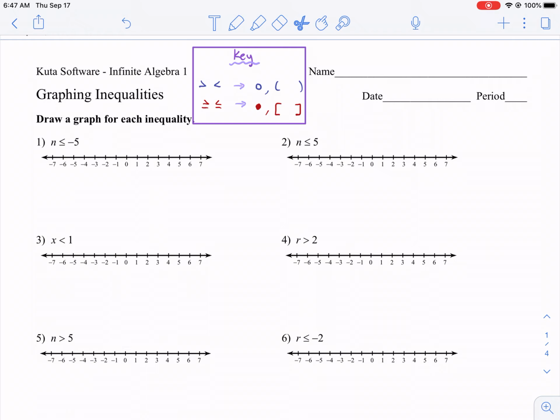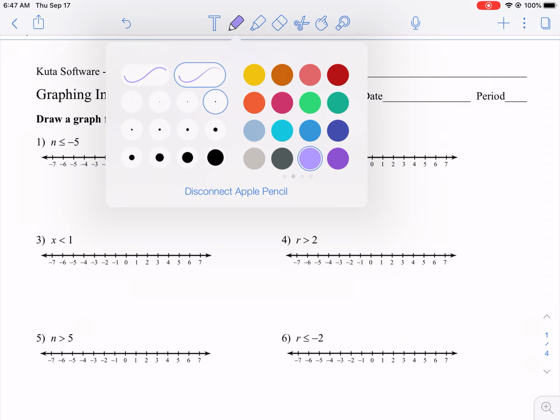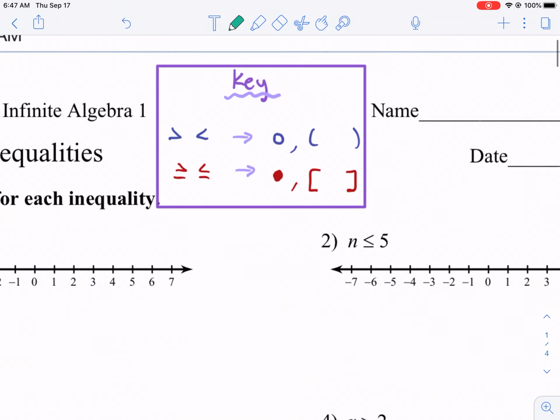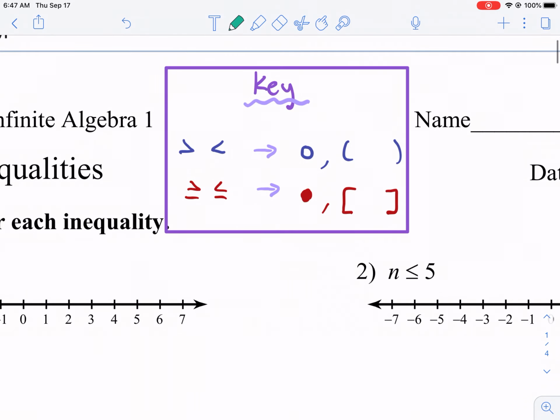We're doing another Kuta Software worksheet tutorial on graphing inequalities. This one's kind of like the very beginning, basic introduction to inequalities, so I'll do my best to explain it. Here I listed a key, not an answer key, but a key in terms of understanding how to interpret inequalities and their symbols.